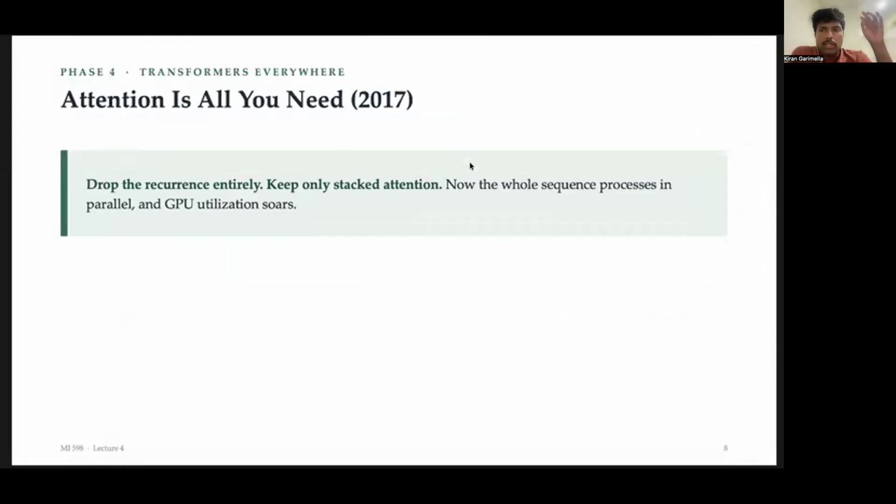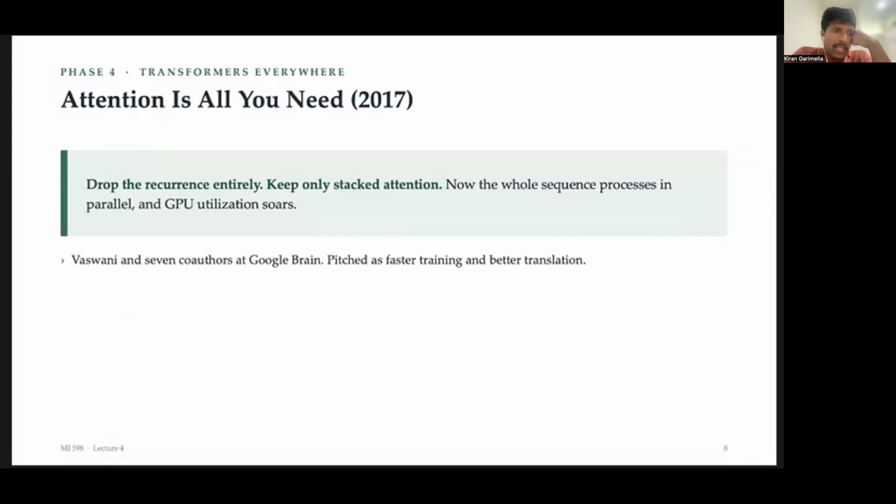One of the key things that made transformers very popular is parallelism. Instead of doing one token at a time, which is sequential and very slow, you can do parallel processing. The whole sequence is processed in parallel, and this massively enables GPU utilization very effectively. It was again done by people at Google, and it was specifically done for language translation and faster training.